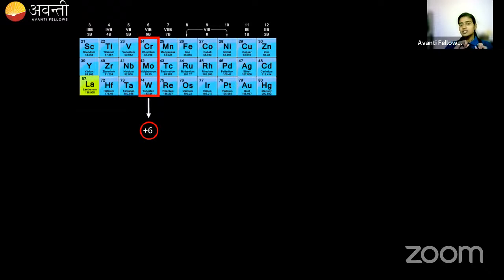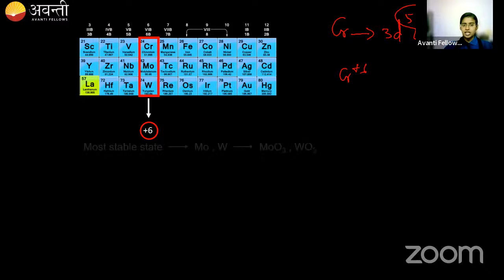So the highest oxidation state exhibited by this particular group is +6. Why it is +6? So if I take chromium, the configuration is 3d5 and 4s1. So it has 6 electrons in their outermost shell. So it can lose 6 electrons which is present there, and it can exist in their +6 oxidation state. Okay. And the most stable oxidation state for molybdenum and tungsten is also +6 only. So in which compounds molybdenum and tungsten are existing in +6? In molybdenum trioxide and in tungsten trioxide, it is existing in +6.